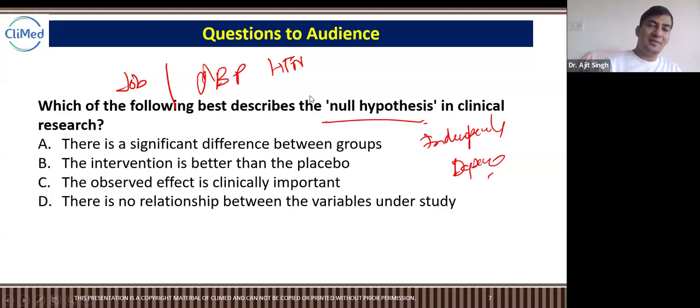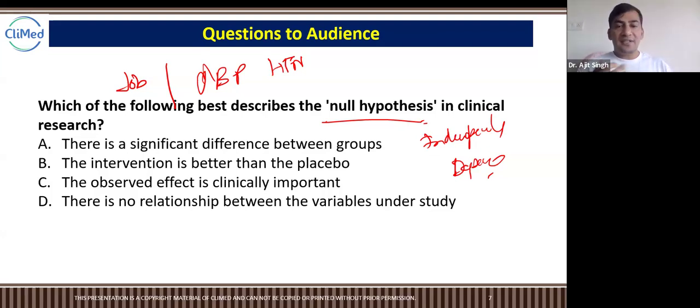Independent could be many factors. If not job stress, then maybe alcohol consumption, high salt intake, patient age, sedentary lifestyle; it could be multiple. So multiple independent factors affect the dependent factor, which is always one, right? When we are doing research, there is only one dependent factor and the others are all independent factors.